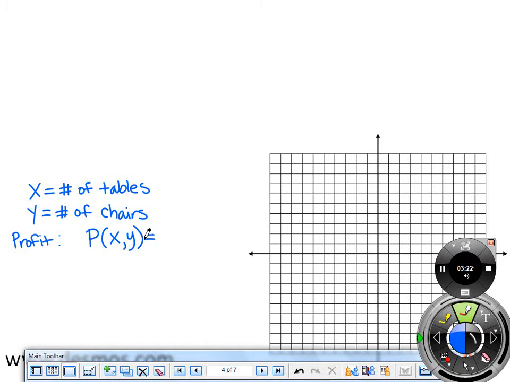And so x was our number of tables. How much money did we make per table? 12? 18? So 18 times x is how we calculated the profit from the tables. And then we made $12 for each chair, right? So 12 times y is how we calculated the profit from the chairs. And then we added those together for our total profit. Okay? So this equation is sometimes called your objective function because your objective is to make the most amount of profit, and this equation is going to tell you if you've reached that objective or not.